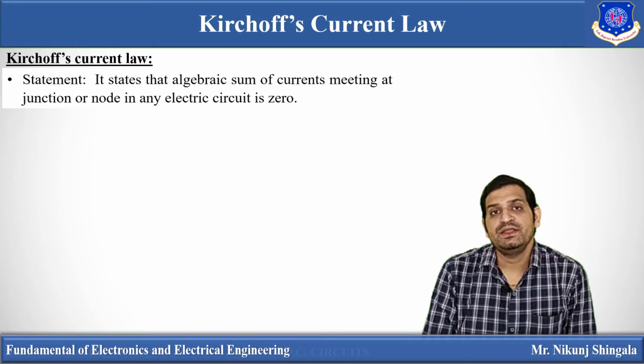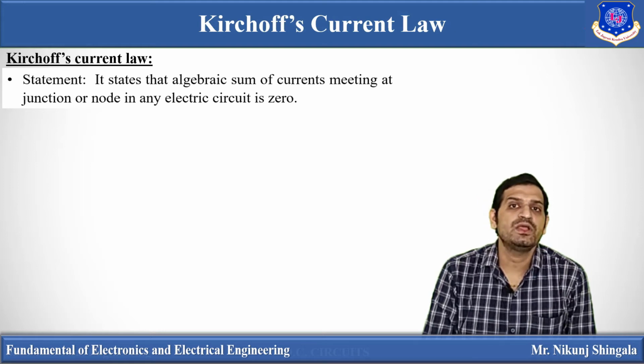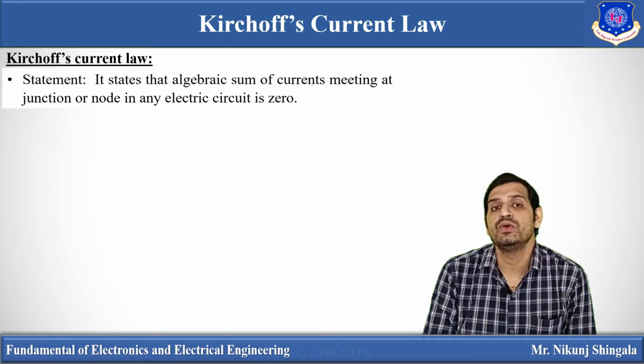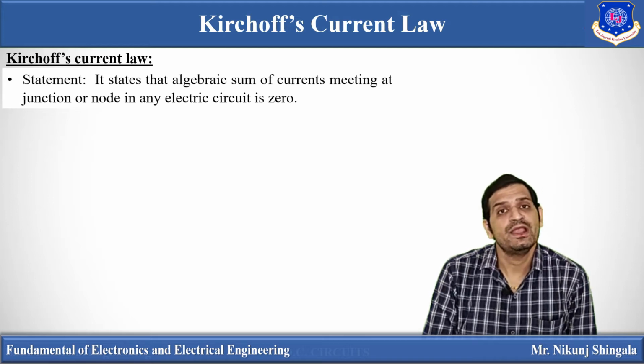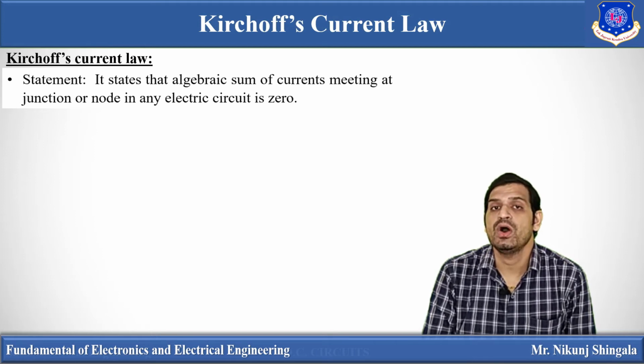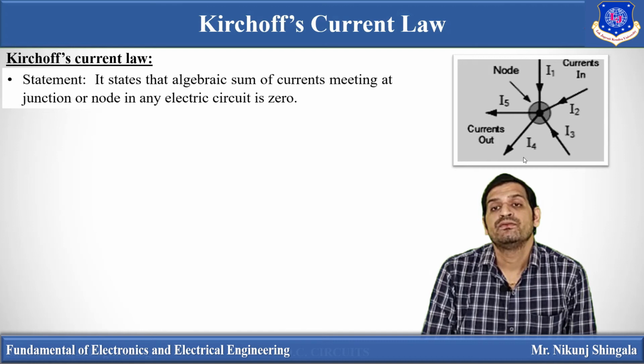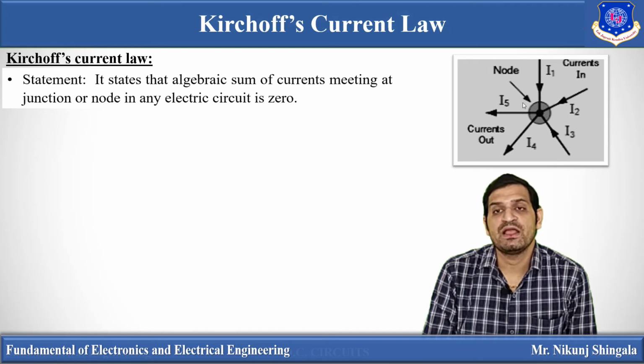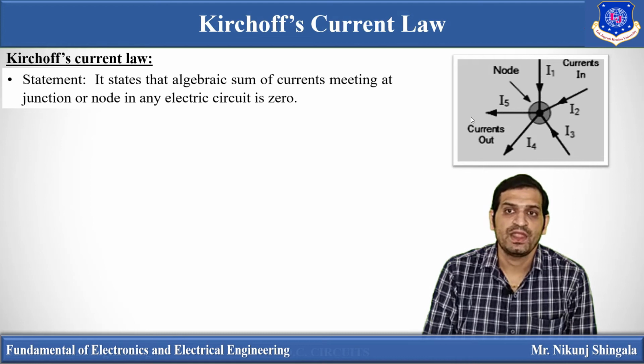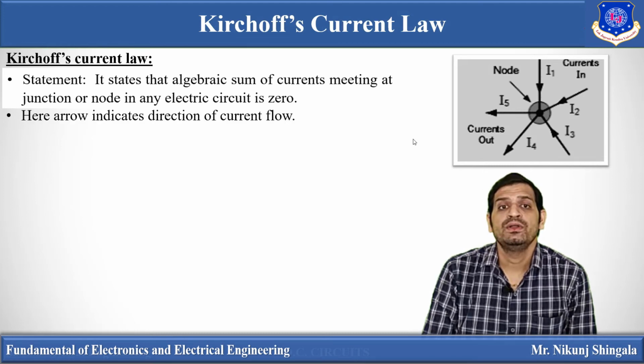What is the statement? It states that the algebraic sum of the currents meeting at a point, at a junction, at a node is 0 in an electric circuit. To understand KCL, which is a short form of Kirchhoff's current law, here we can see part of a network with one node where 5 branches are meeting, and the 5 different branch currents are I1, I2, I3, I4 and I5. The arrow indicates the direction of current flow.